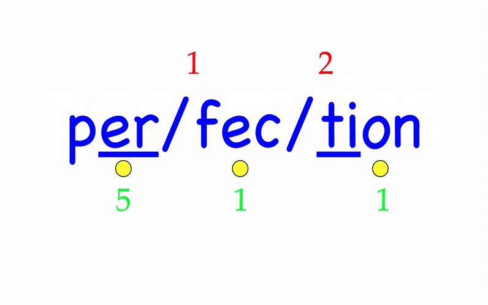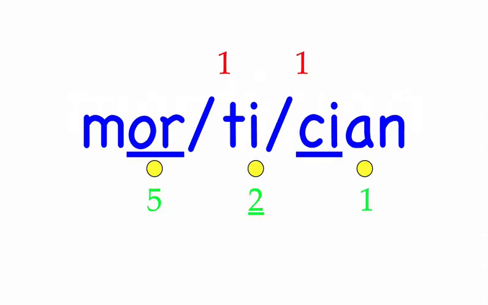Perfection. Mark the word. Perfection. Mortician. Mortician. She decided she would go to mortician school. And for spelling, pronounce it mortician. More has two sounds, or. T, two sounds, t, I. Shan, three sounds, sh, a, n. Mortician. Mark the word. Mortician.